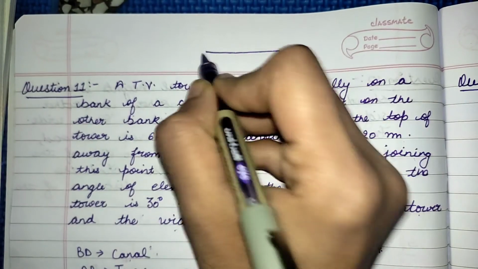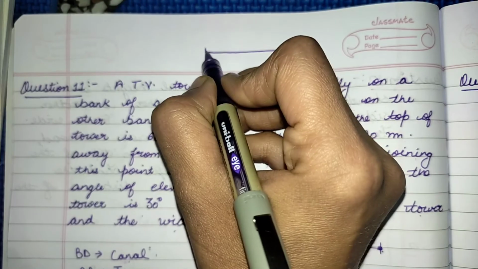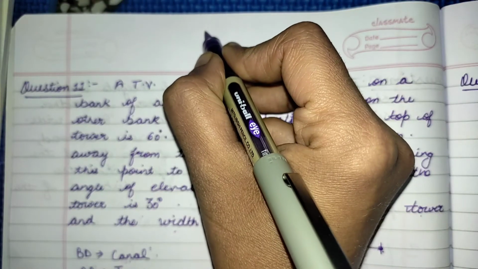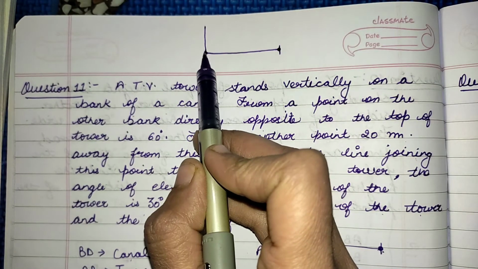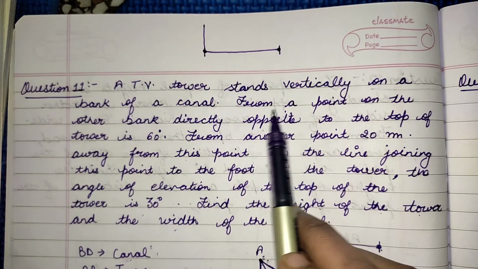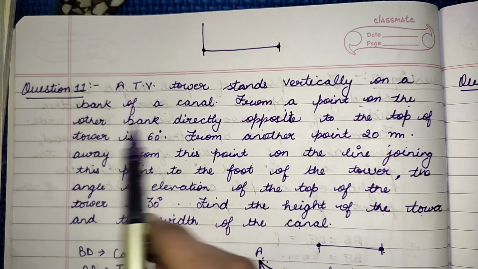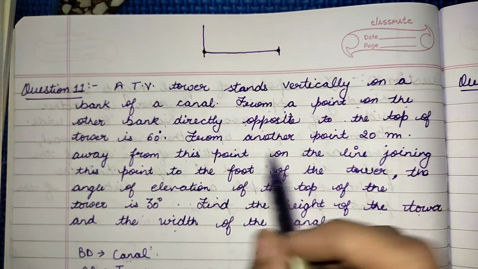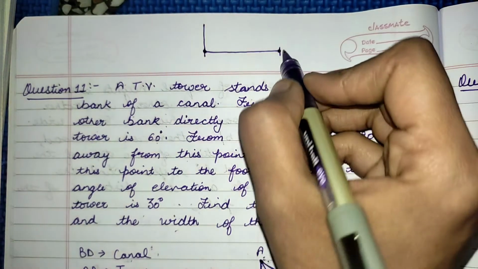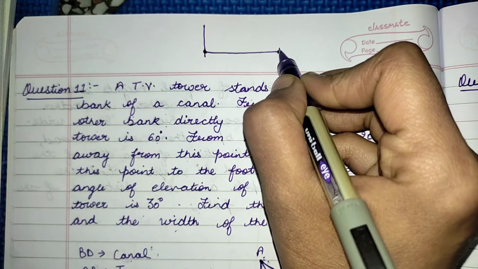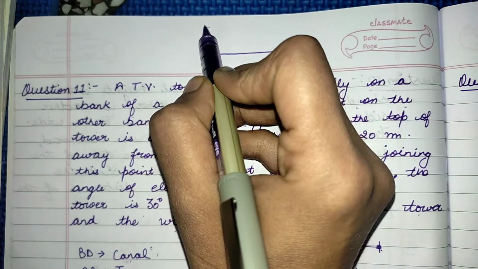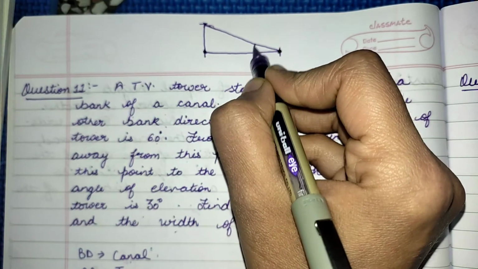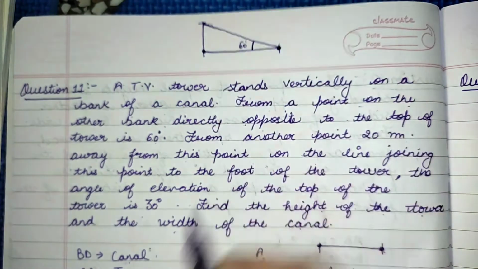On the bank of a canal, suppose this is my canal, and these are the two opposite sides of the canal. A TV tower is standing at one end of the canal. From a point on the other bank directly opposite to the top of the tower, the angle of elevation is 60 degrees. From another point on the bank, the angle of elevation of the top of the tower is given to be 60 degrees.